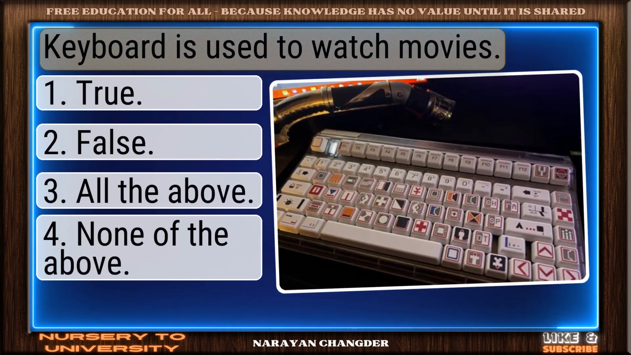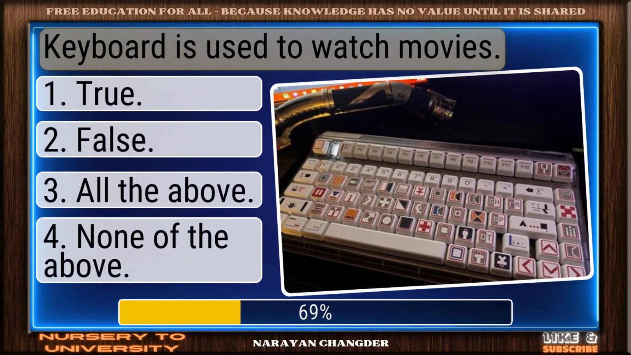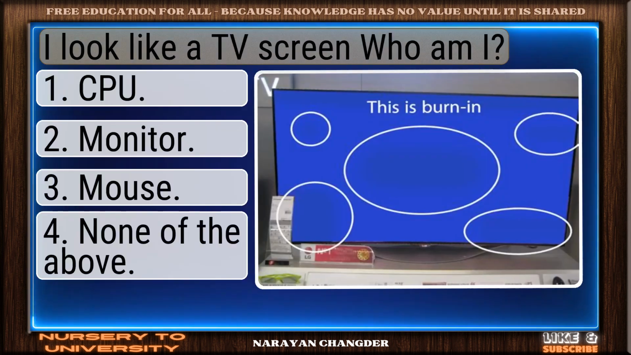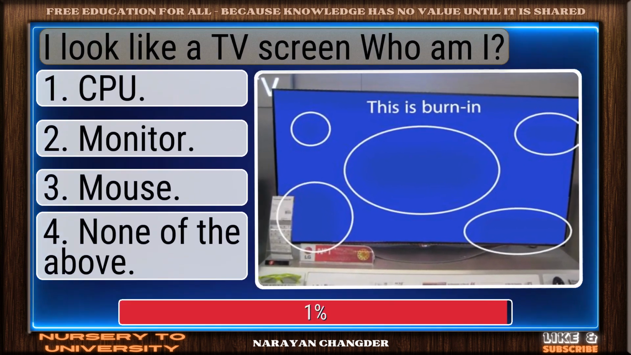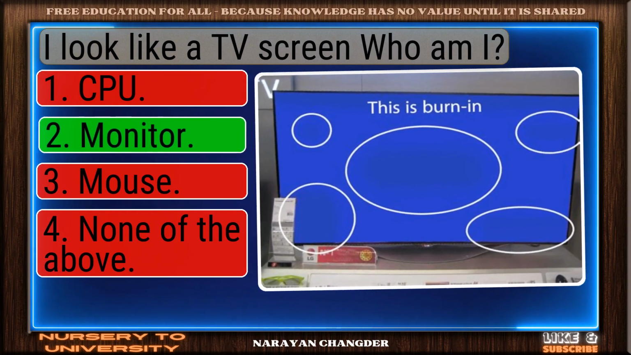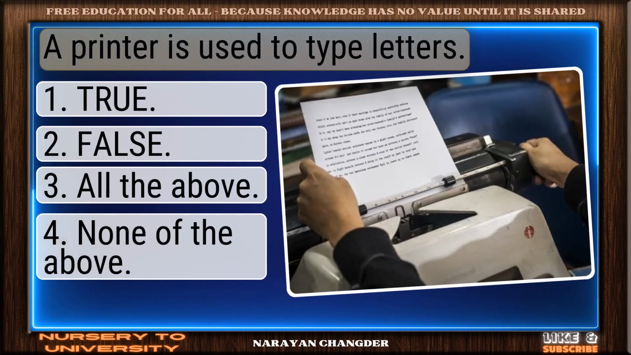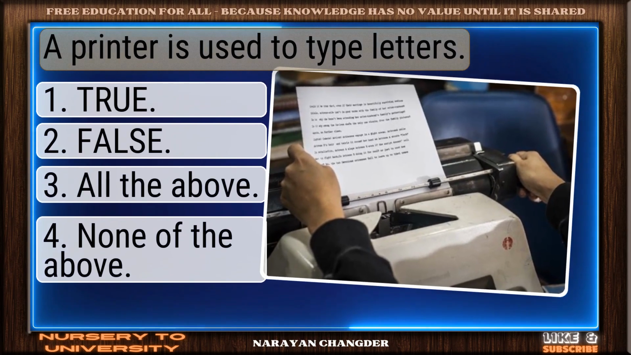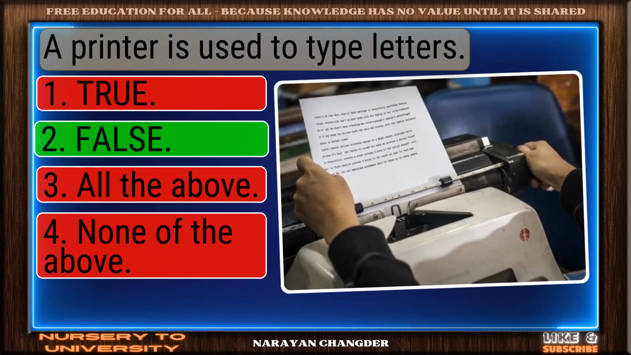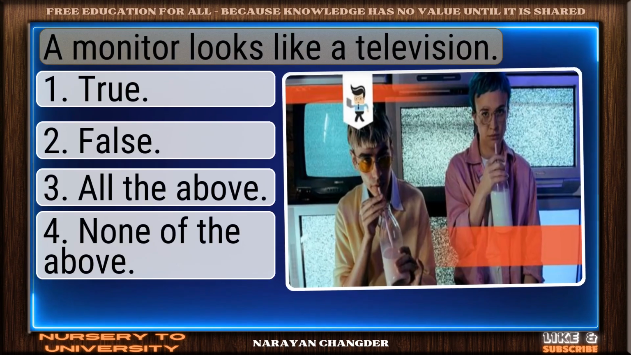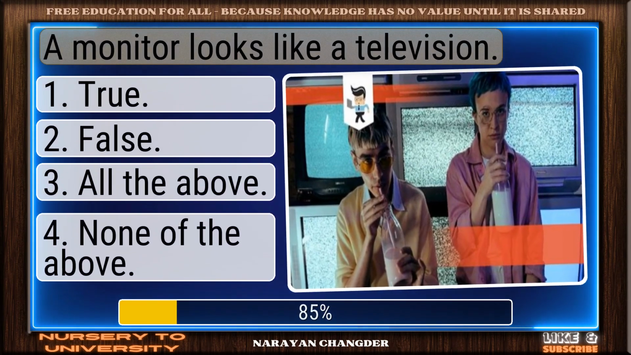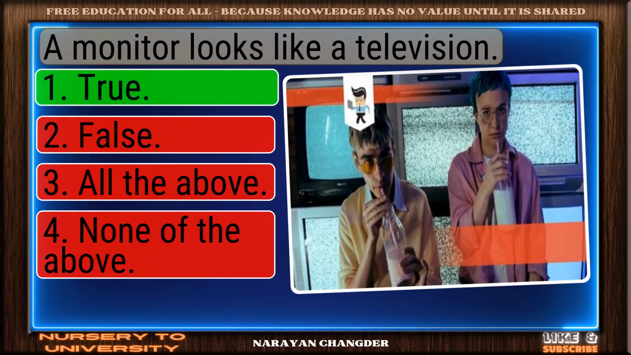Keyboard is used to watch movies. Well reasoned. False is correct. I look like a TV screen. Who am I? Well done. Monitor is right. A printer is used to type letters. Nice work. False fits perfectly. A monitor looks like a television. Right again. True is valid.